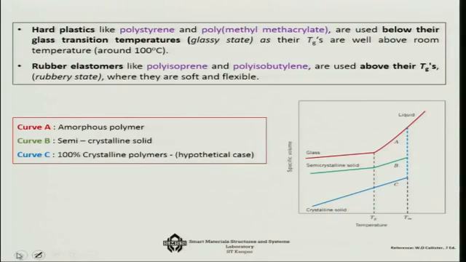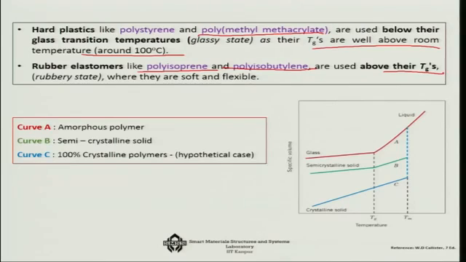Now hard plastics like polystyrene and PMMA, they are generally used below their glass transition temperature. That means they are generally used in the glassy state itself, because their Tgs are well above room temperature, around 100 degrees centigrade. On the other hand, those which we normally use as elastomers like rubbers, polyisobutylene, etc., they are used above their Tgs in the rubbery stage. That is why they are quite soft and flexible. That means if you really cool them, you will get them in their glassy stage.